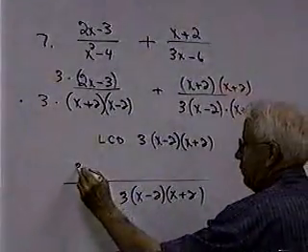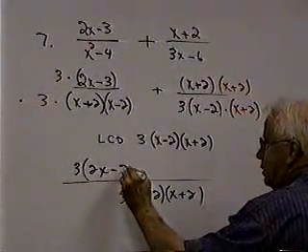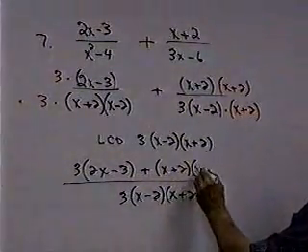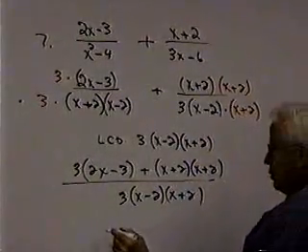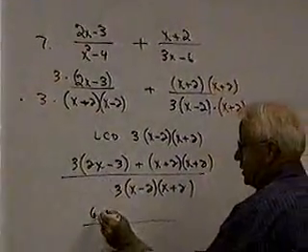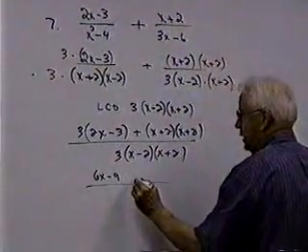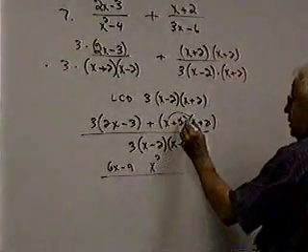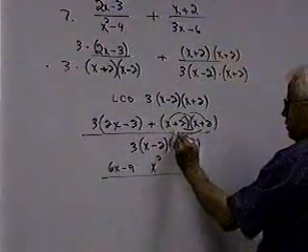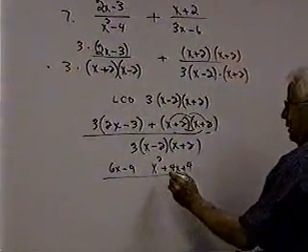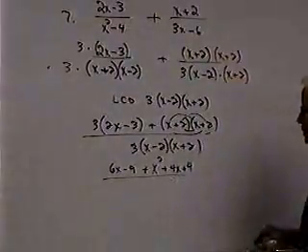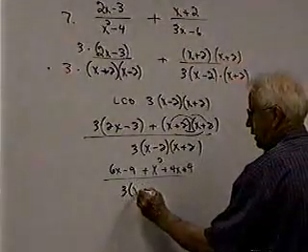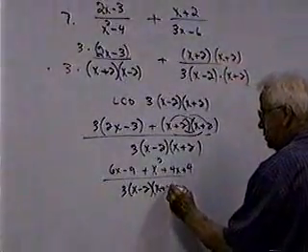And now we write down the top. 3 times 2x minus 3 plus x plus 2 times x plus 2. All right, so what do we have now? We have 3 times 2 is 6x. 3 times 3 is minus 9. And then this is FOIL, x squared. Last term is 4. Middle term is 4x. And that's a plus in front of that, so I don't have to put that in parentheses. If it's a plus, I just leave it like that. Over 3 times x minus 2, x plus 2.